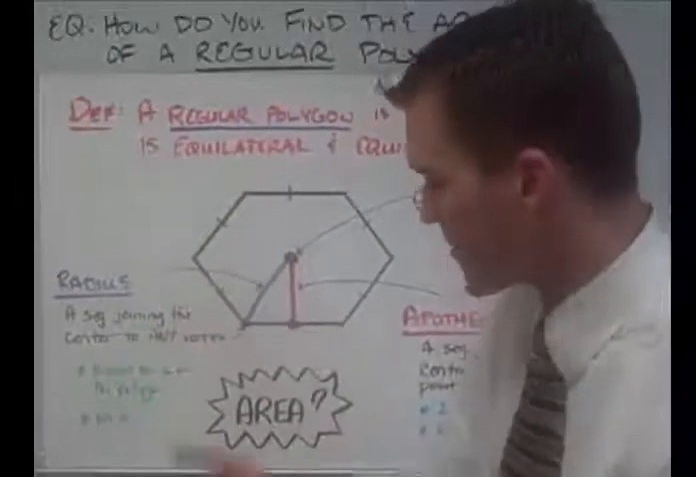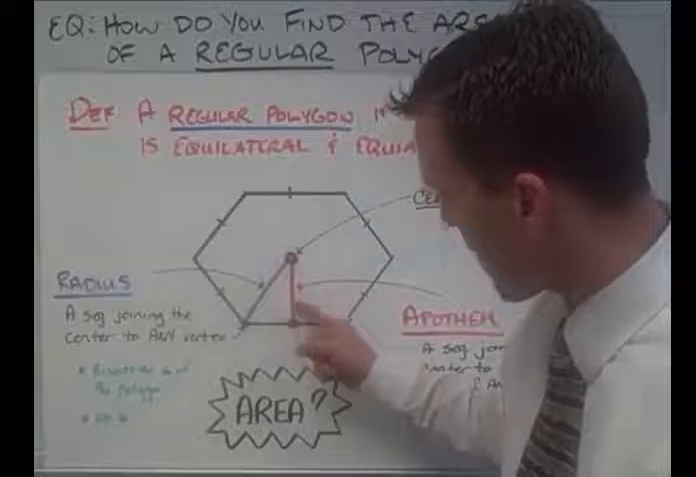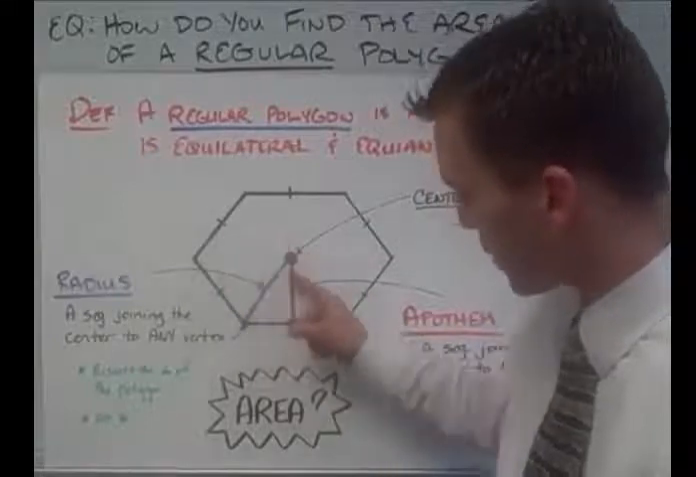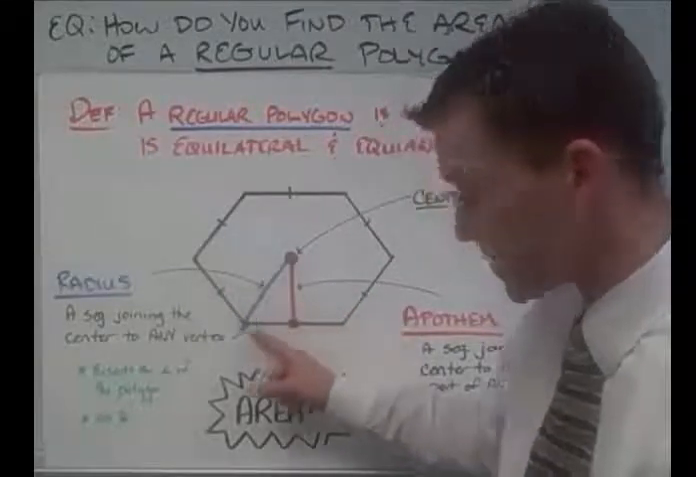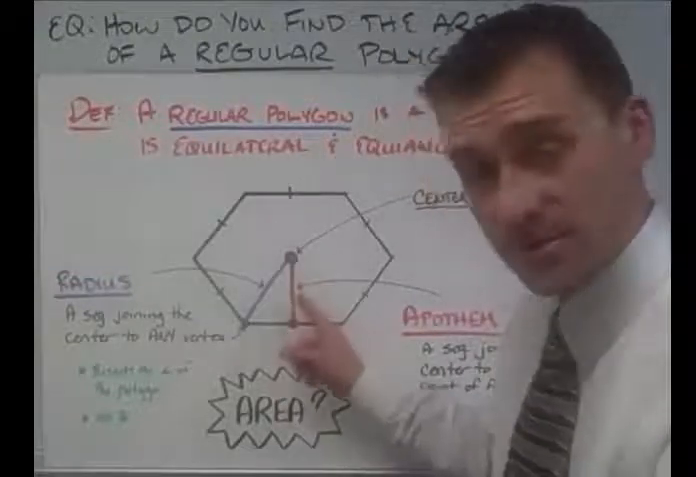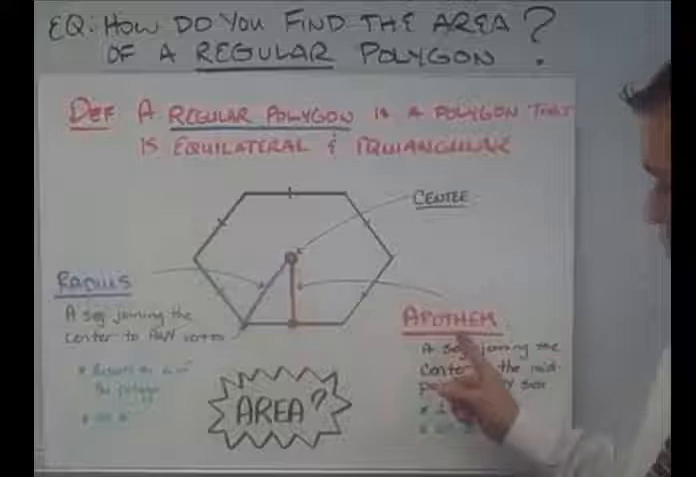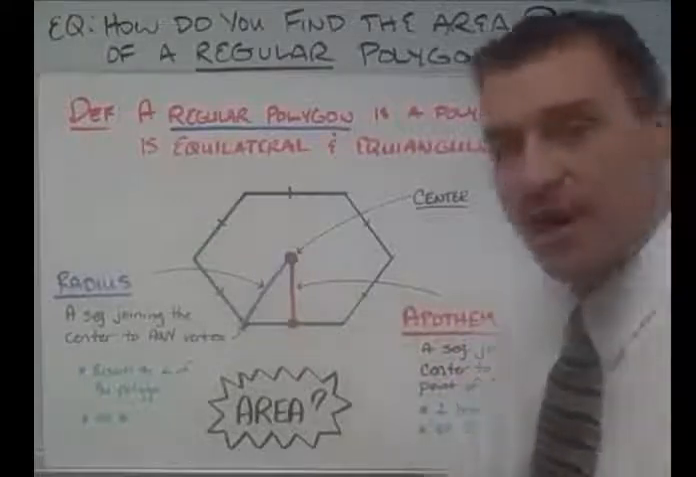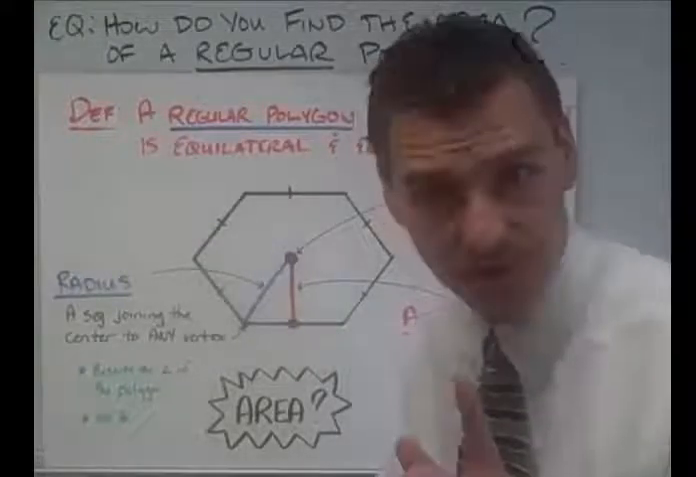Okay? Another definition. From the center, if you draw a line straight down, or over here, or over there, that goes to the midpoint of the side. So the actual midpoint goes right there. That has a special name, and just so you know, this is how you pronounce it.